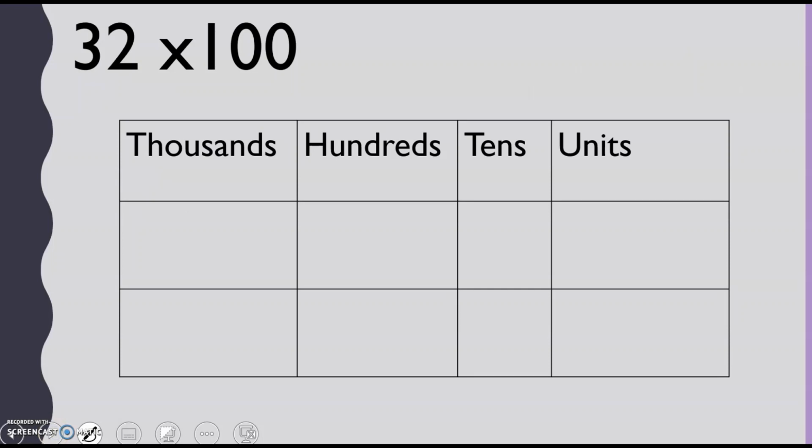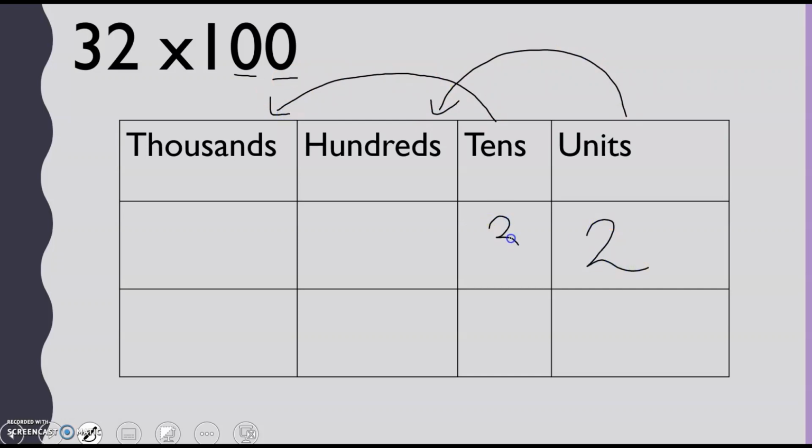When multiplying by our hundreds, we need to move everything 2 places. I've got 2 zeros here, so my units are going to move up to my hundreds, and my tens are going to move up to my thousands. So if I start with 2 units and 3 tens originally for 32, my 2 units will move up to the hundreds, and my 3 tens will move up to the thousands. And I need to fill in 2 zeros this time. So when multiplying a whole number by 10, we put 1 0. When we multiply a whole number by 100, we put 2 zeros at the end.